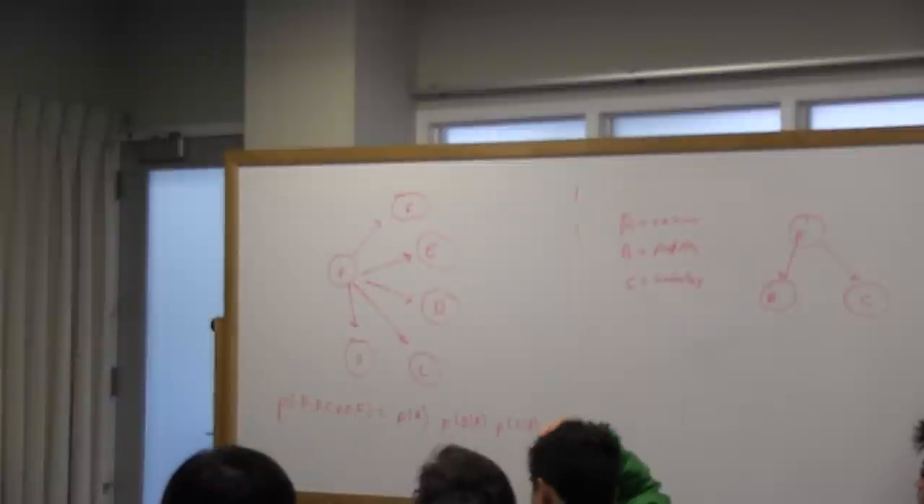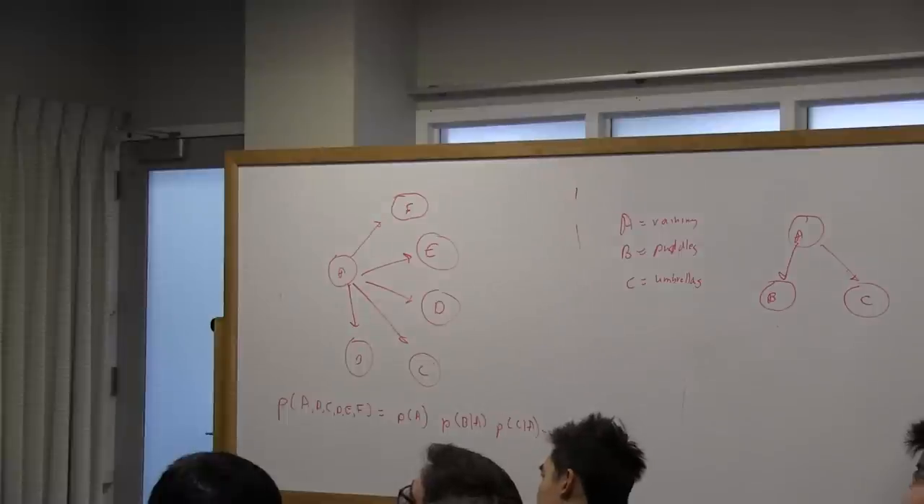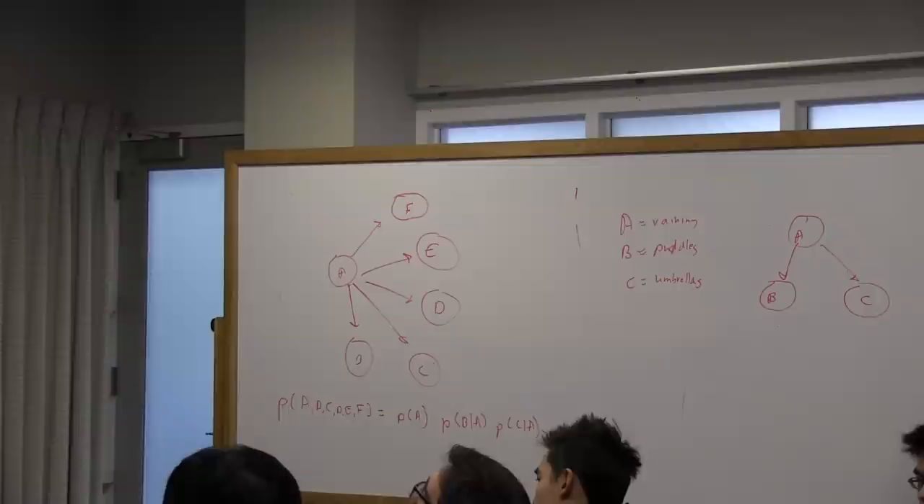All right, so here's the slide for that. So then we can come up with these tables, right? We need P of A, P of B given A, P of C given A, and I can do all the rest of them if I wanted to. This is the input to the system. This is what I'm actually going to put into my computer program.